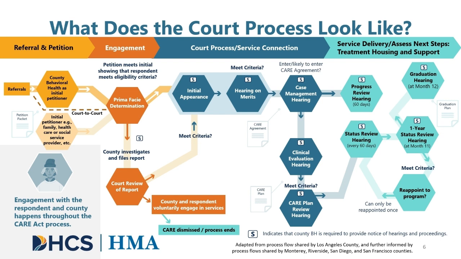During the court process or service connection phase, the role of the supporter really comes into play at or before the initial appearance. Before that point, during the case initiation and engagement, there are different types of people who can file the initial petition, and that can impact how the court process flows until the supporter comes into the process. Two of the paths include a voluntary care agreement or a court-ordered care plan. These can include treatment, including medications, and psychosocial interventions, housing support, and other supportive services.